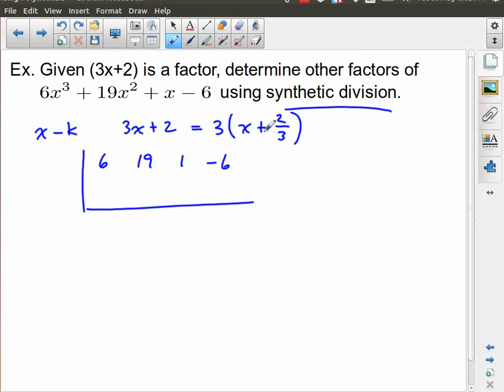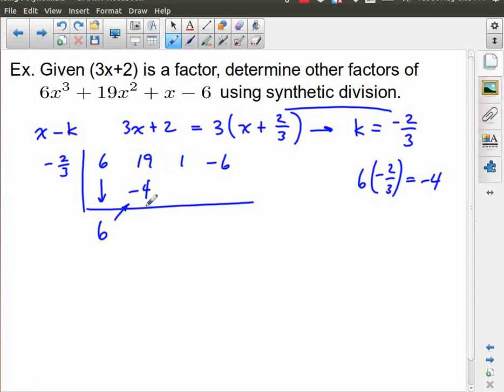I then take, don't forget, this means that k is equal to negative 2/3. Right? It's x plus 2/3, so the k value is actually negative 2/3, and I'm going to put that there. First step, we always just go ahead and use this value, 6. Then I take 6 and I multiply by negative 2/3. 6 times negative 2/3. Obviously, you'd like to do this in your head if you can. So we end up with negative 12 over 3, which is equal to negative 4. So I get a negative 4 there.